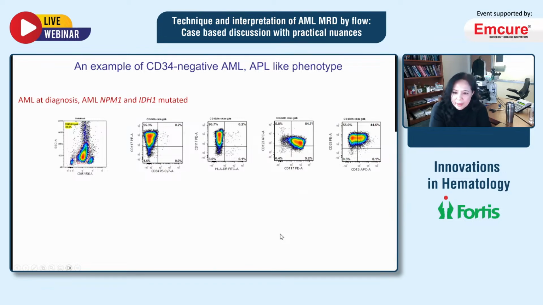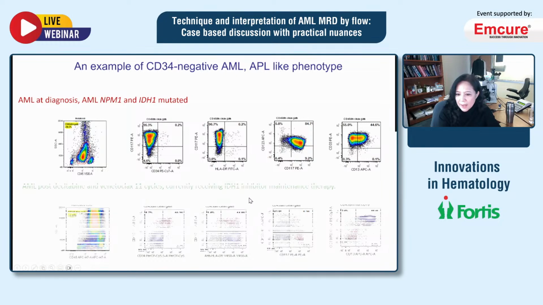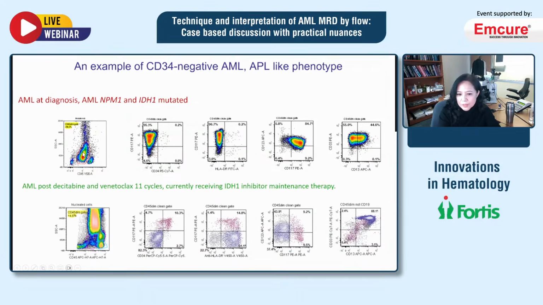But now we move to another type of situation, then we have to decide what are these, are they subclone or something else. So at the time of diagnosis, the patient was NPM1 and IDH1 mutated. You can see this is the typical APL-like immunophenotype with CD117, no CD34, no HLA-DR, increased CD123. Then there is a CD13, CD33 pattern that looks like this. This is very typical, right? NPM1 APL-like immunophenotype.